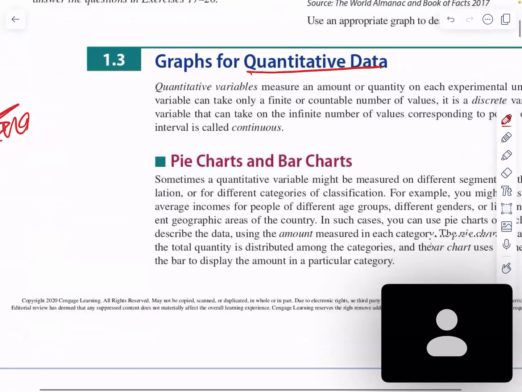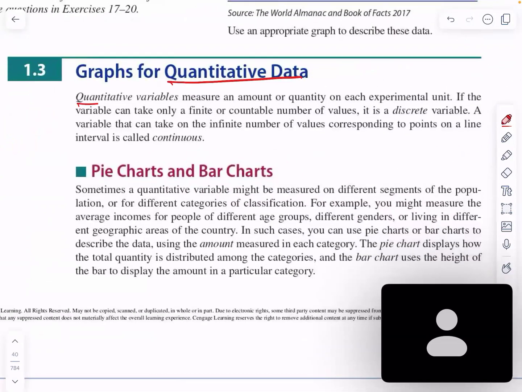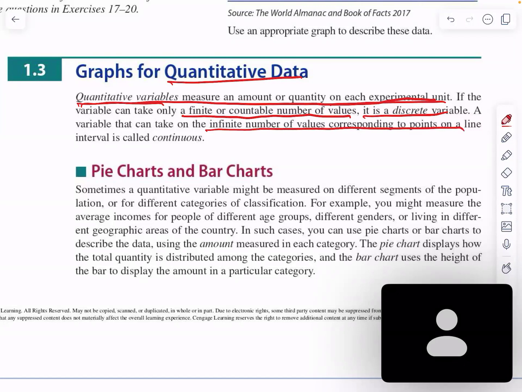Quantitative variables measure an amount of quantity on each experimental unit. So if the variable can only take a finite or countable number of values, it is called discrete, like I told you in class. A variable that can take on an infinite number of values corresponding to a point on a line, or a line interval, is called continuous.